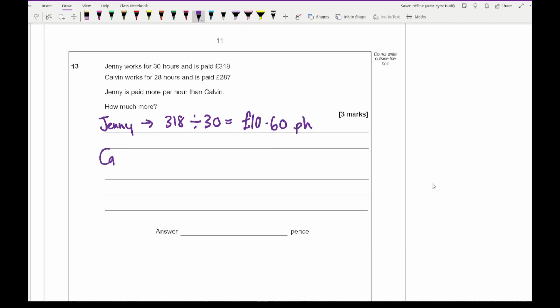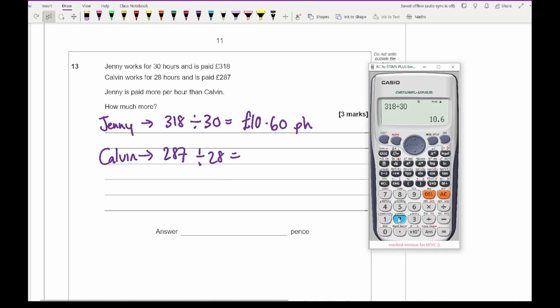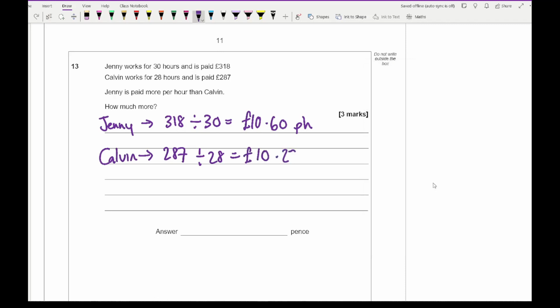And if we look at Calvin, which we do 287 divided by 28, and again 287 divided by 28 gives me an answer of £10.25 per hour. And the question's asking what's the difference? Well, it's going to be 10.60 minus 10.25, which gives me an answer of 0.35. Now what's that in pence? Well, it's 35 pence. Do not write 0.35 because that's in pounds, as the calculation I've been given is in pounds.